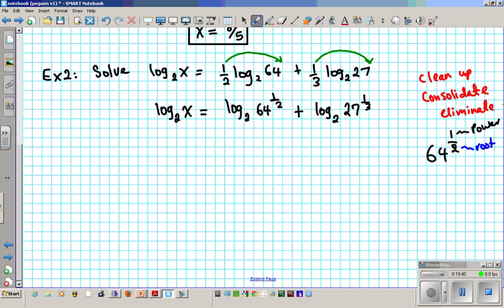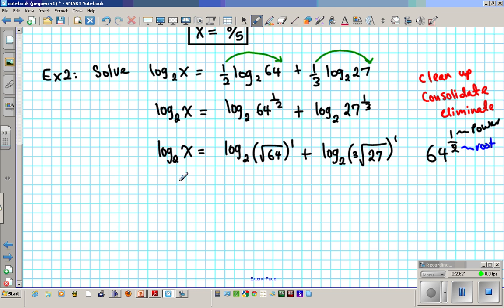So in this one, we're going to bring down the left side since it's already consolidated. Equals log base 2 of the square root of 64 raised to the first power. Because for square root, you don't need to put any number, you just leave it like that. And then 1 is a power, plus log base 2, same story here. The third root this time. For 3, you have to actually put the number there, right? The third root of 27 raised to the first power. Like that. Okay?